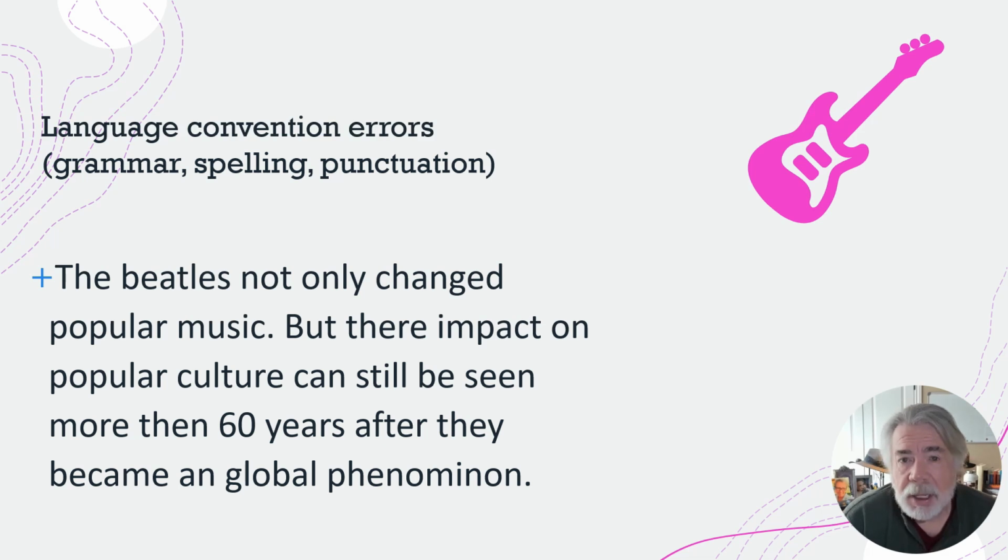So when we're talking about language conventions, it's basically grammar, spelling, punctuation, capitalization, that kind of stuff, the basic foundations of writing cleanly and well. And so here's an example of the same information written with multiple errors in language conventions. Beatles isn't capitalized. The first sentence is a sentence fragment, not a complete sentence. I'm not a fan of starting a sentence with but. I mean, there are times when you can do it, but it makes it feel like an incomplete sentence.